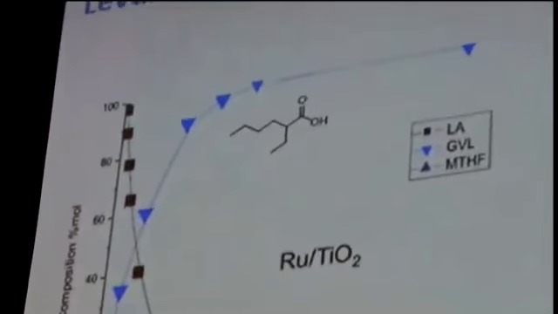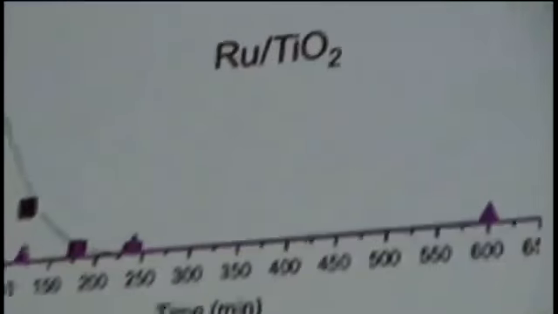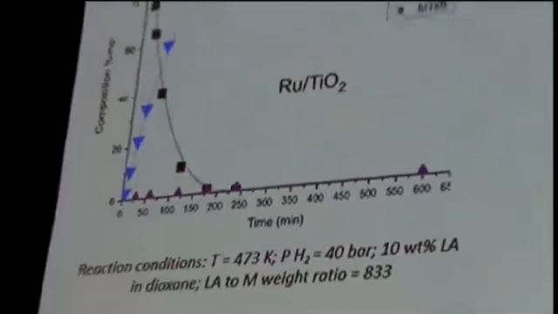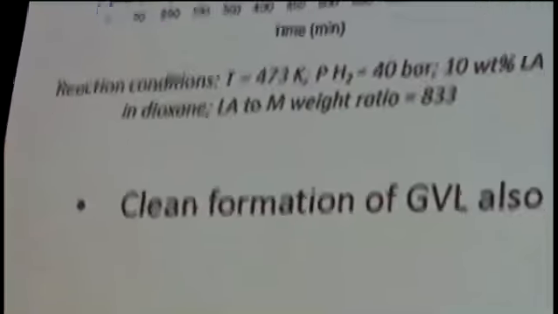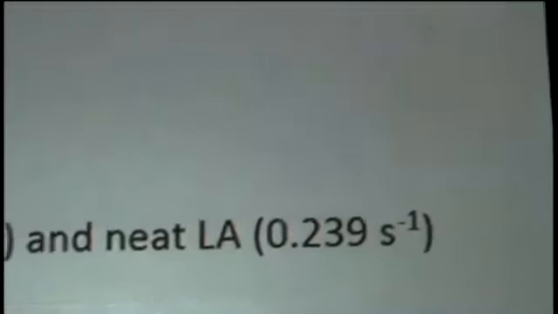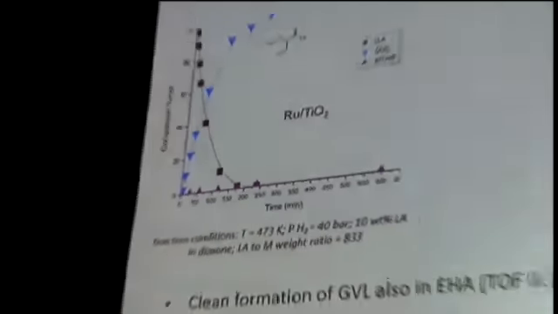What I show you here first is the conversion in ethylhexanoic acid, and also under these conditions we get nice and clean conversion to valerolactone, and we don't form any byproducts, or maybe 0.1% of MTHF, but that's it. The reaction is slower than in dioxane, of course, because the substrate has to compete with the solvent for adsorption on the catalyst surface, but still the catalyst maintains and can do the job and go to full conversion.